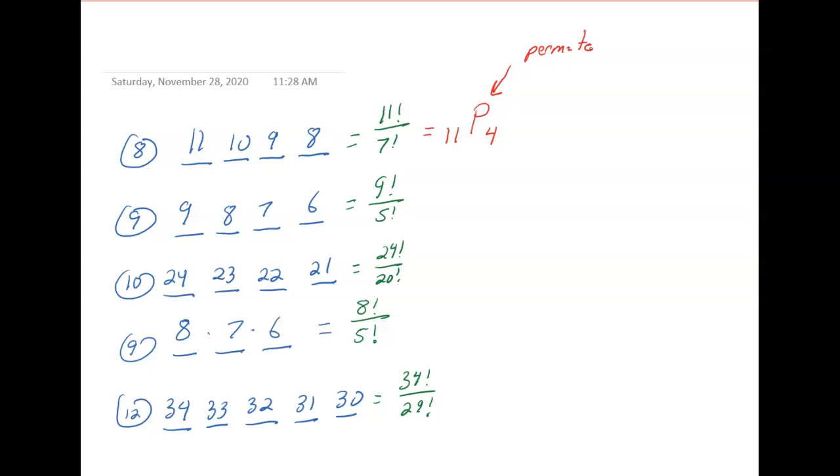For problem number 9, we had a family of 4 going to the movie theater, and there were 9 empty seats. So out of the 9 seats, I'm going to say permute 4. For problem number 10, that was the class officer problem. There were 24 people, and I need to pick 4 of them for the different officers.